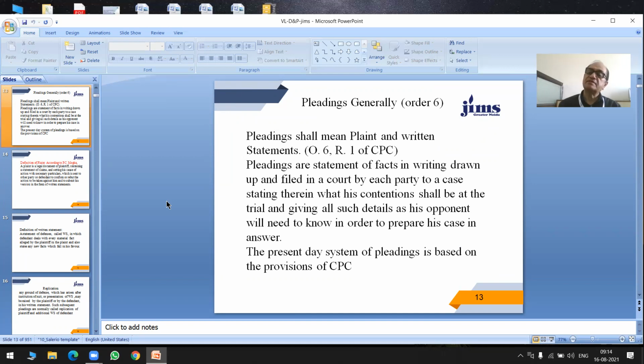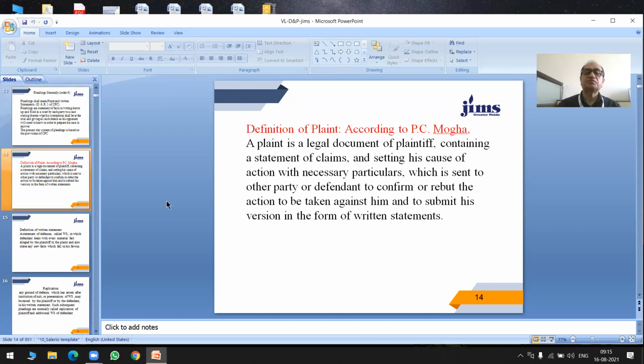So what are pleadings? The simple meaning of pleading is a plain, written statement. Pleadings are statements of facts in writing, drawn up and filed in a court by each party to a case, stating therein what his contentions shall be at the trial, and giving all such details as his opponent will need to know in order to prepare his case in his answer. The present day system of pleading is based upon provisions of CPC. Hence, I request you to please keep the bare act of CPC with you.